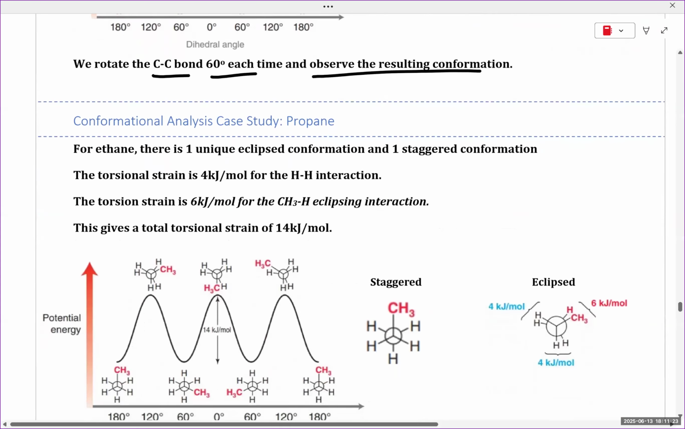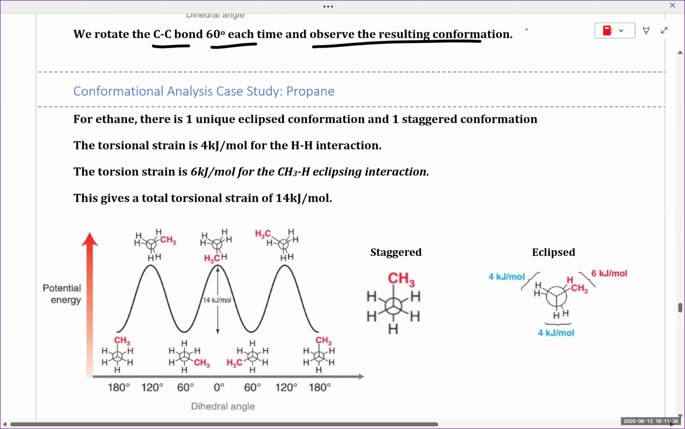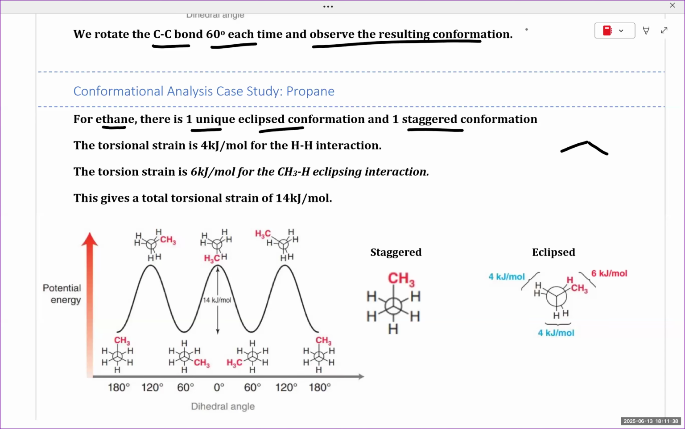Now, let's look at propane. For ethane, there is one unique eclipsed conformation and one staggered conformation. When we elaborate to propane, which looks like this, the only difference here is that we now have this methyl group. As such, the only thing that changes between ethane and propane is the introduction of this methyl group.